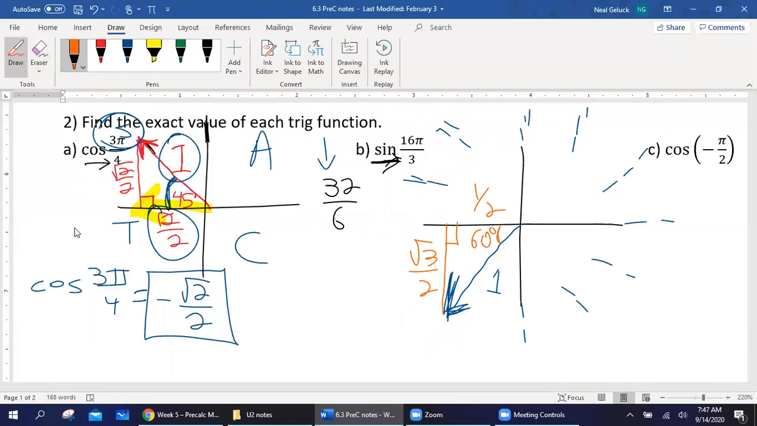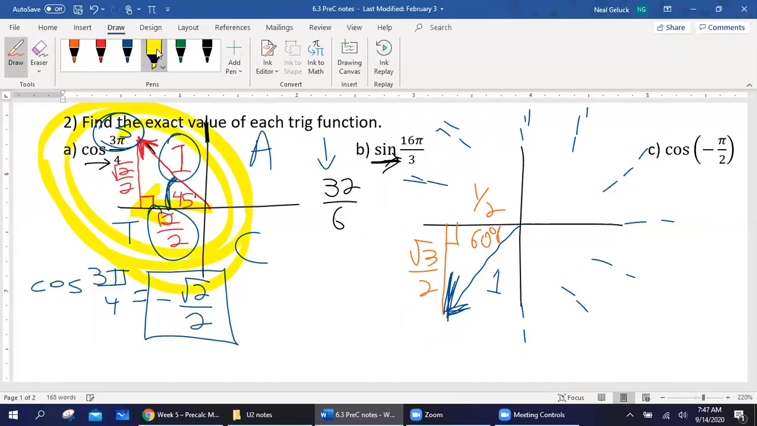Basically, there's 2 triangles that we're going to be looking at. The 45, 45, 90 and this 30, 60, 90. They have the same side lengths, they just get rearranged in different quadrants.